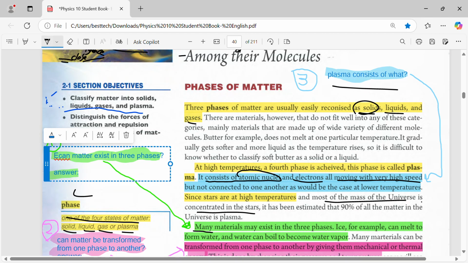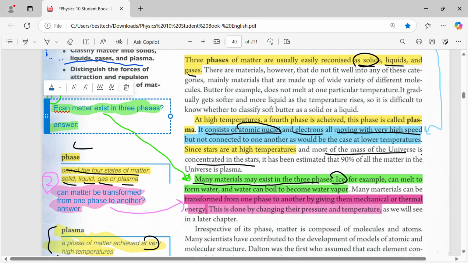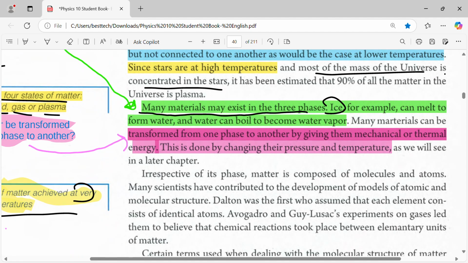Many materials exist in three phases. For example, ice, guys. Look, we have a small object. This is ice. How do we make this ice into water? Of course, give it energy, heat. Heat this object, and it's going to be water, right? It should be water after giving it thermal energy. It's going to be melting. Ice, for example, can melt to form water. When you give heat to this ice, it's going to melt into water.